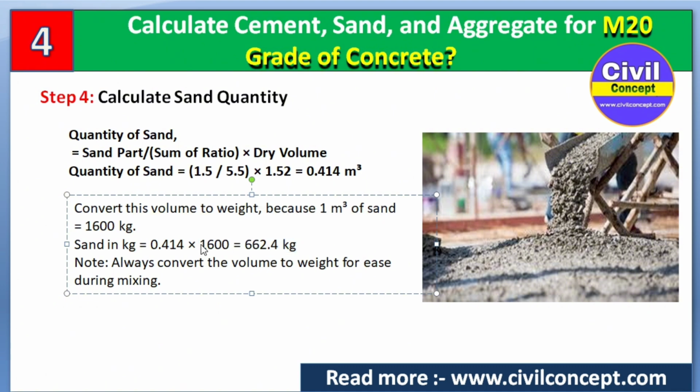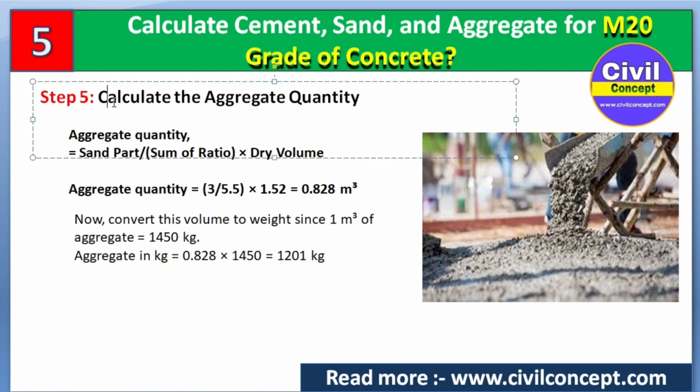This is the density of the sand, and it may be different according to your area. So always convert the volume to weight for mixing. This is only for design. If you want to convert, you can convert like this, otherwise leave it. So this is the sand, and after that, in step number 5, we will calculate the aggregate quantity.